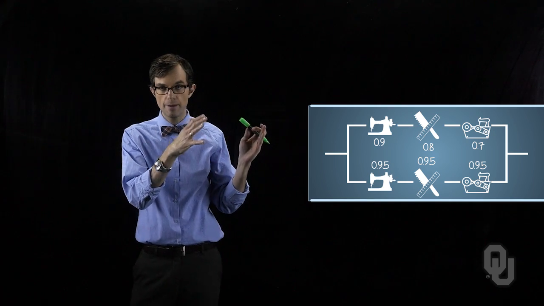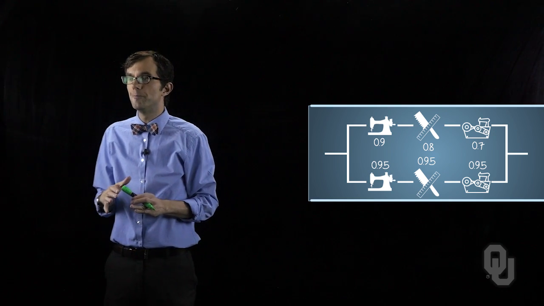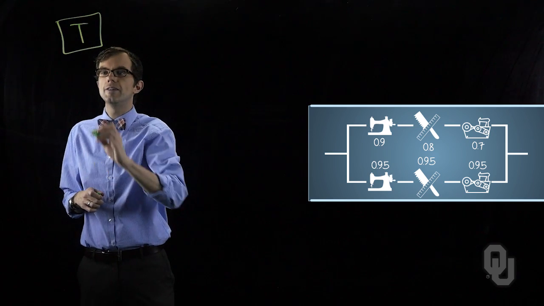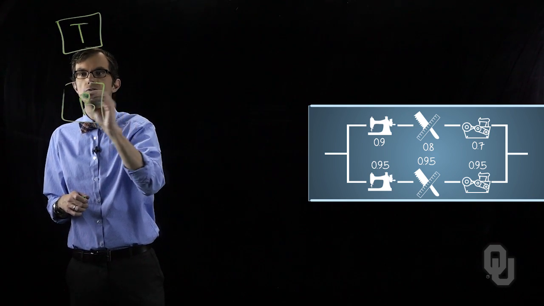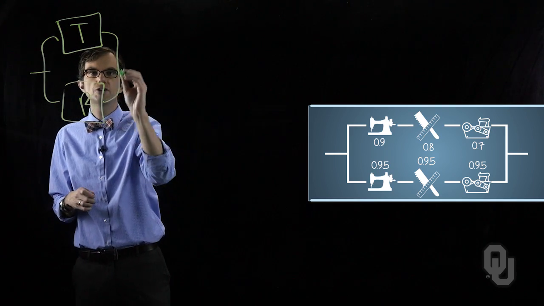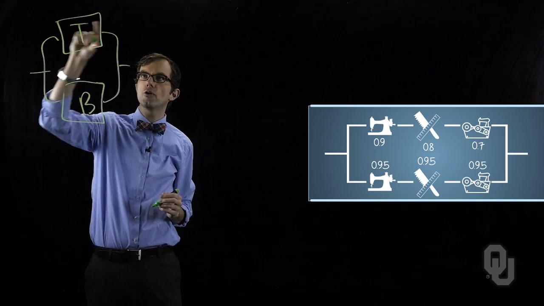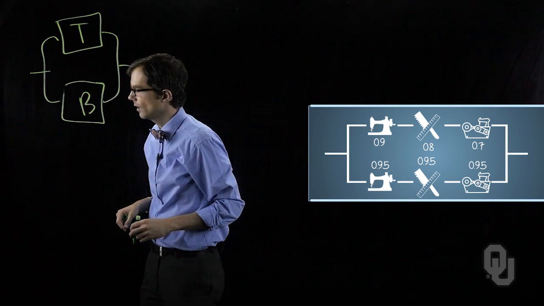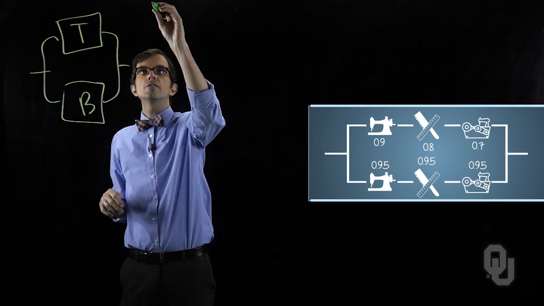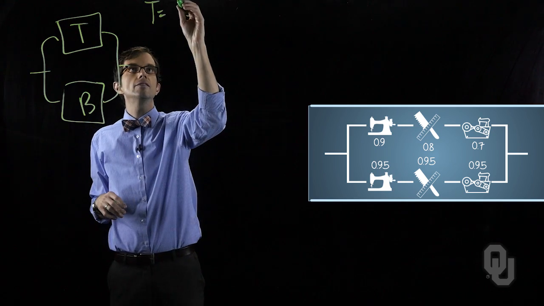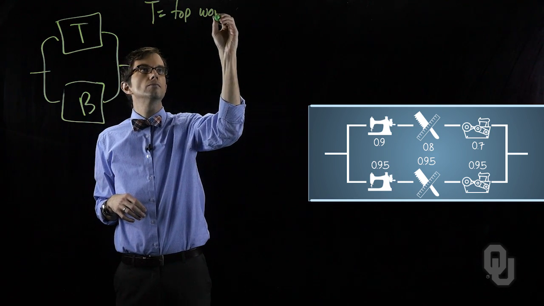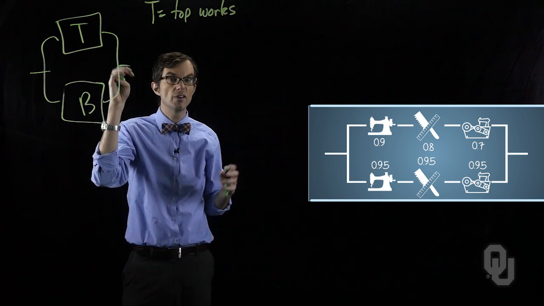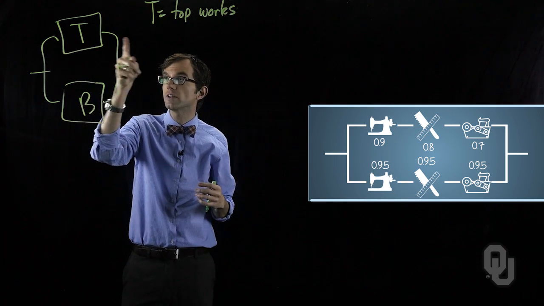Let's consolidate that picture down to the top and the bottom. So we have two different ways to get through the machine floor. Let's just refer to that string as the top and that string down there as the bottom. Okay, and let's identify some events. Let's call event T as top works. That is, all of the machines in there work. Remember, this would be a series system along the top.